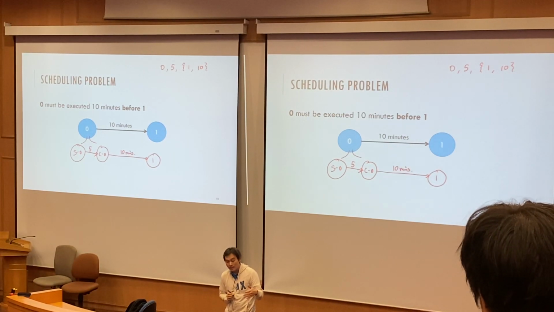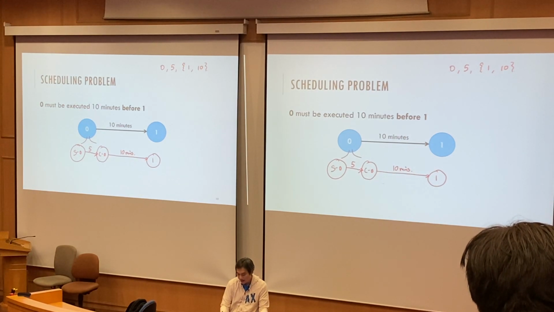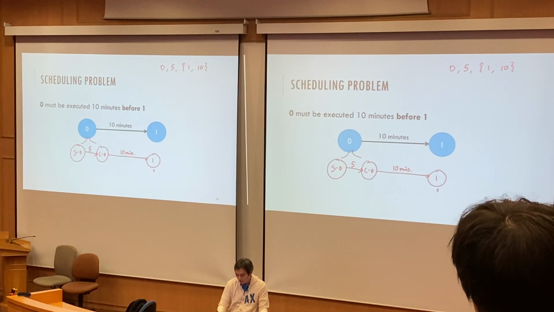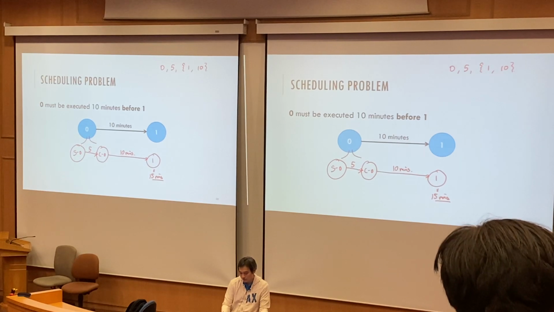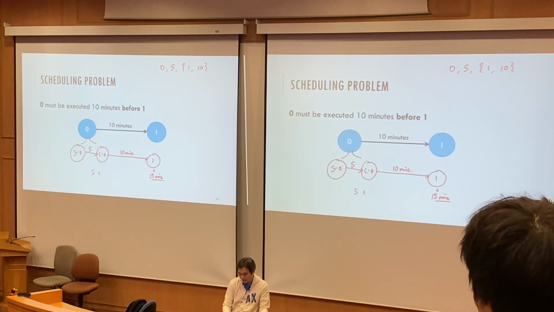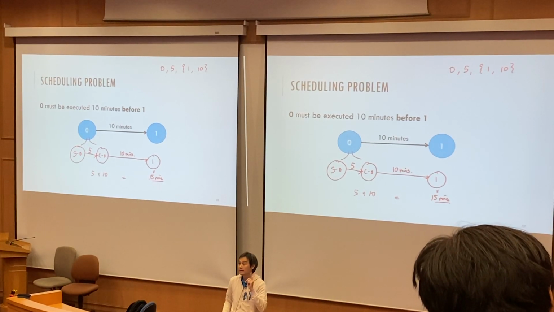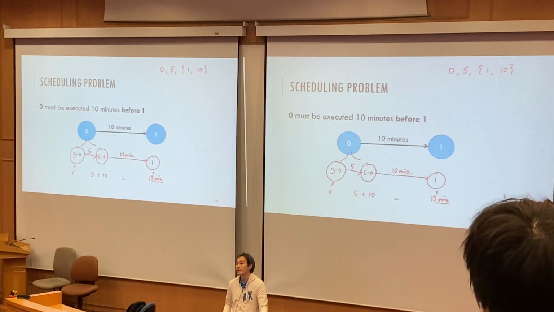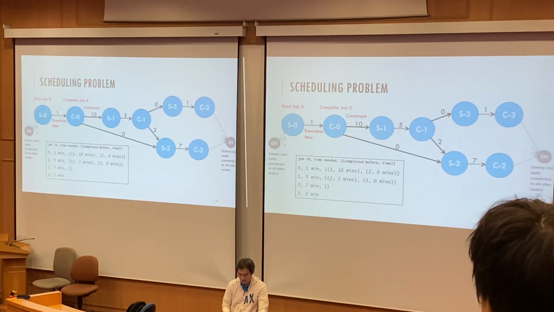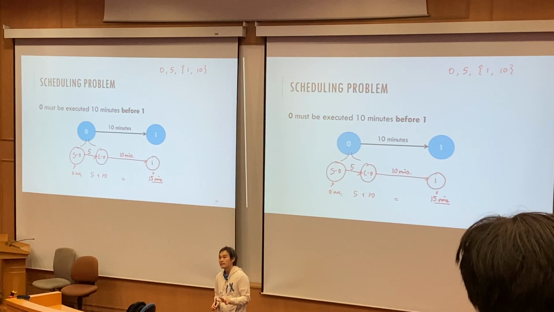So that means that if I sum up the weights here, 5 plus 10, I know that I can only start job 1 after 15 minutes. I need to sum 5 plus 10, and this is 15 minutes. The earliest I can start job 1 is 15 minutes, if I start job 0 at time 0. Okay, so that's my setup.